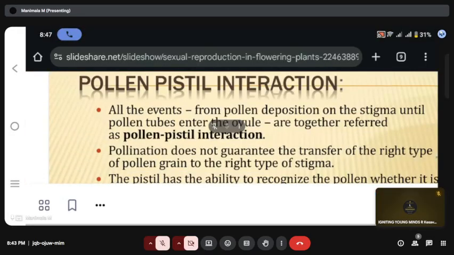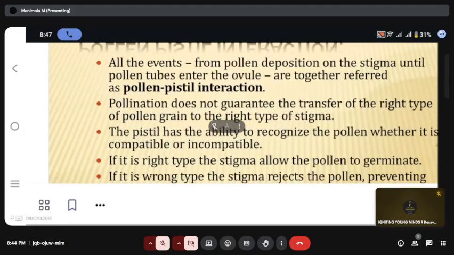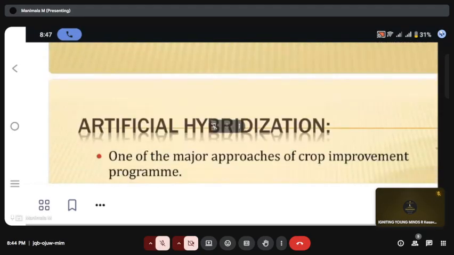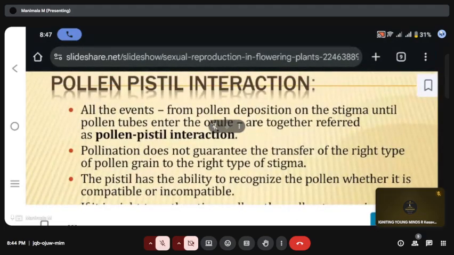Okay, and the last one is pollen pistil interaction. So this alone will complete it. Artificial hybridization I will take in the next class. What is pollen pistil interaction? Any idea about this topic? Anybody?